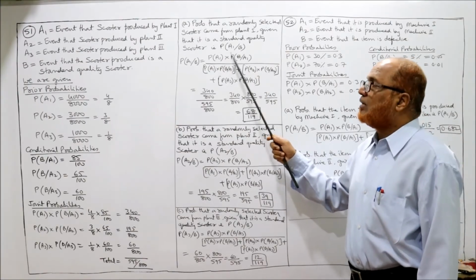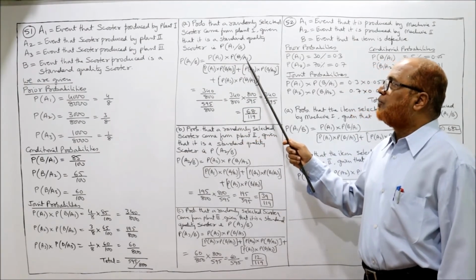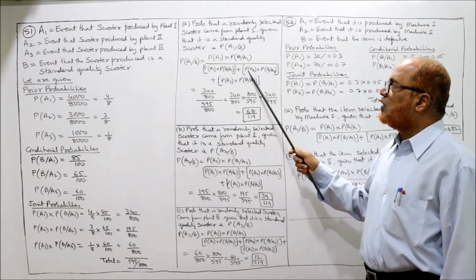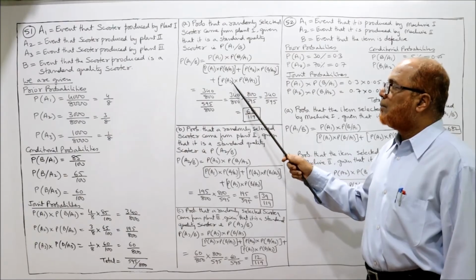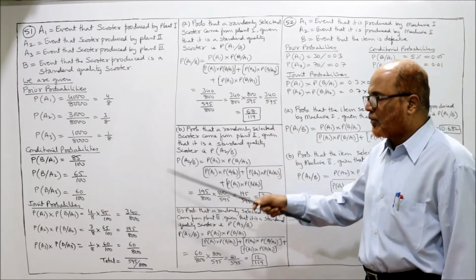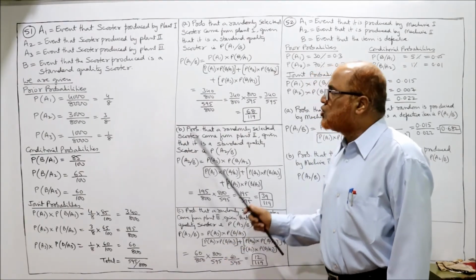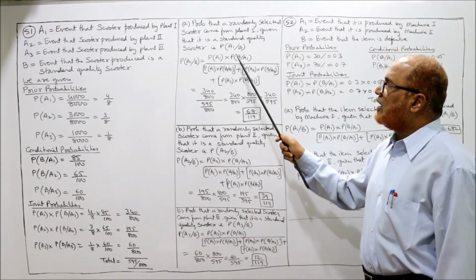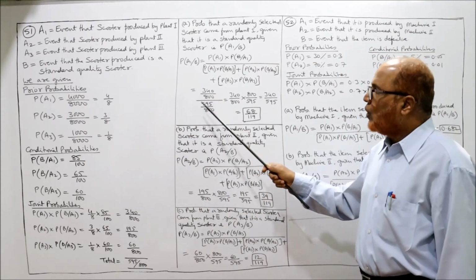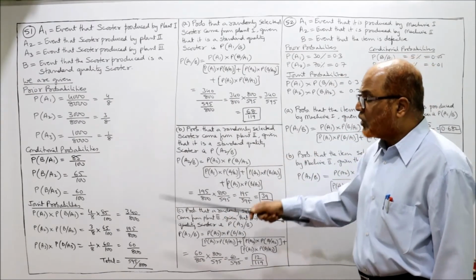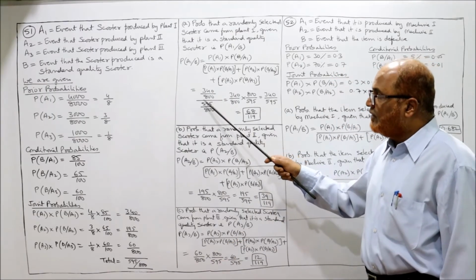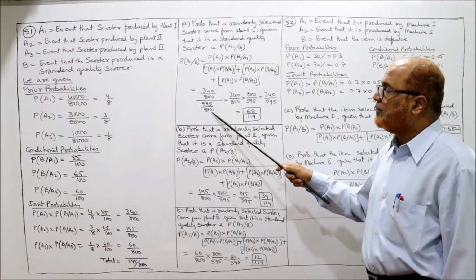The formula for P of A1 given B is P of A1 into P of B given A1 divided by P of A1 into P of B given A1 plus P of A2 into P of B given A2 plus P of A3 into P of B given A3. That is, the sum of the total probability, the sum of the joint probabilities. So P of A1 into P of B given A1 is 340 by 800, whole divided by the total of the joint probability, 595 by 800. So 340 by 800 divided by 595 by 800.